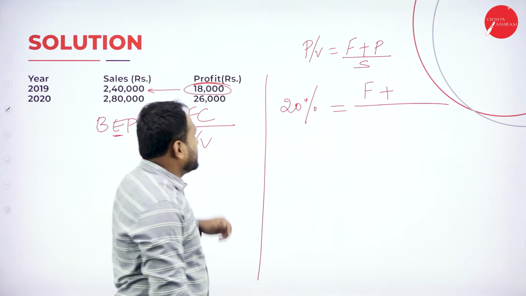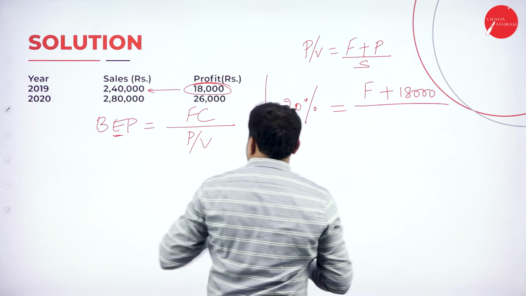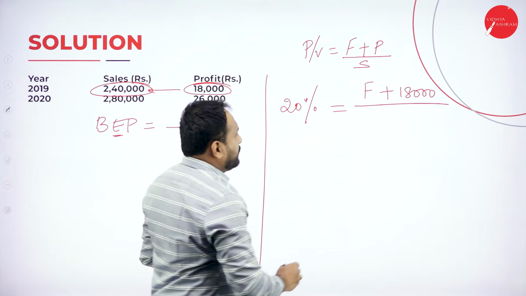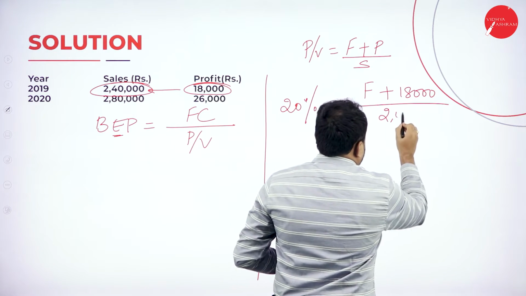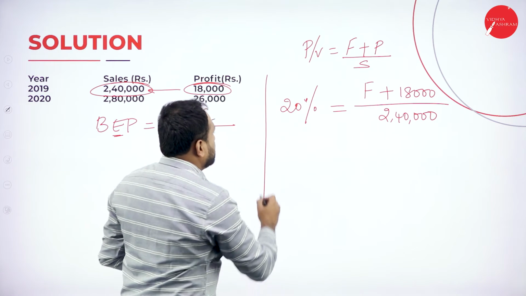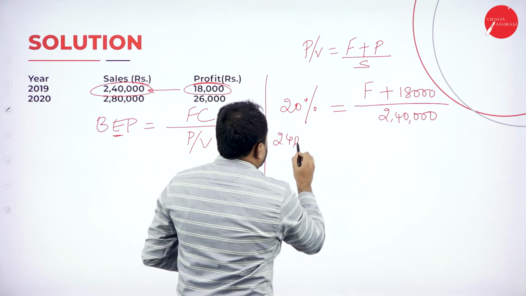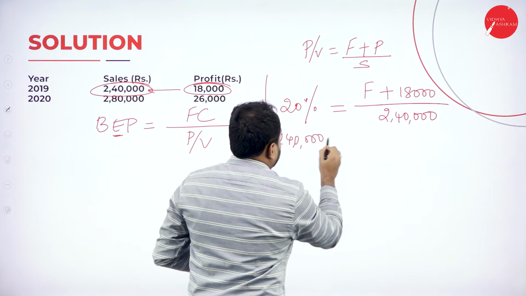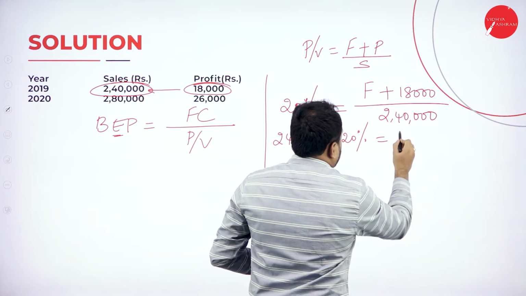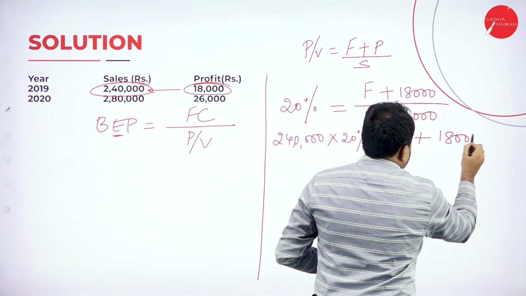Now I have taken the first one, that is 18,000. 18,000 divided by, what is the sales which I should take? 2,40,000. So sales is how much? 2,40,000. Now I'll go with cross multiplication. Go with the steps because you will get more step marks. 2,40,000 into 20% is equal to the remaining, I'll write F plus 18,000.